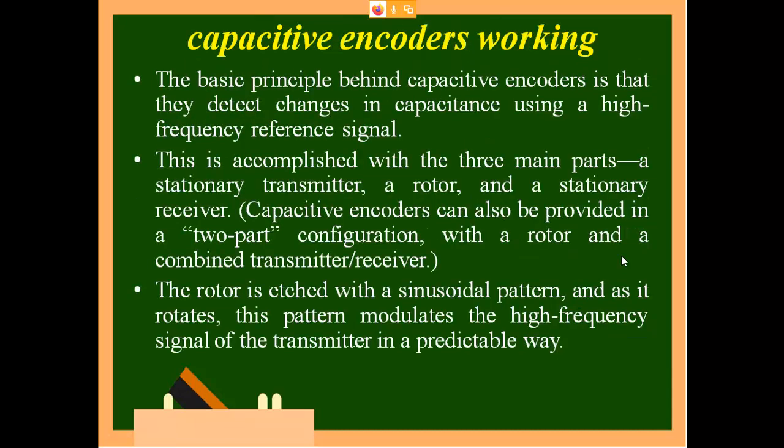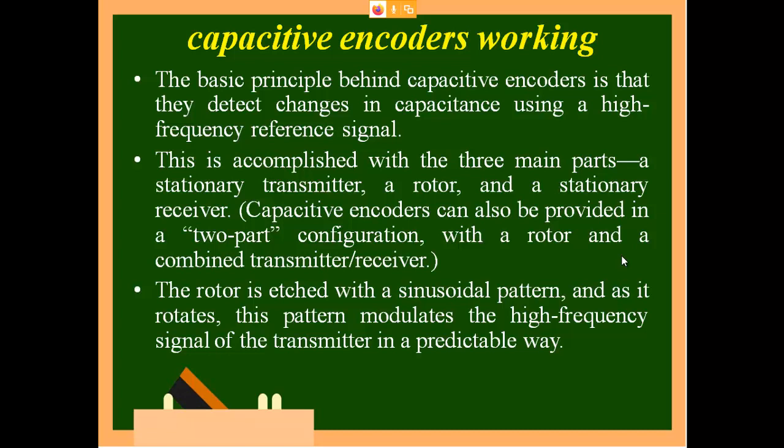The basic principle behind a capacitive encoder is that they detect the change in capacitance using a high frequency reference signal. This is accomplished with 3 main parts. Again, you have a stationary transmitter, a rotor, and a stationary receiver. A capacitive encoder can also be provided in a 2-part configuration with the rotor and a combined transmitter-receiver. That can also be done. Instead of having a separate transmitter and receiver, I can have a single transmitter and receiver.